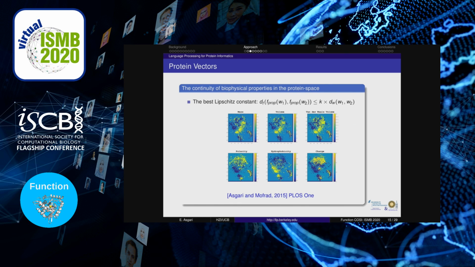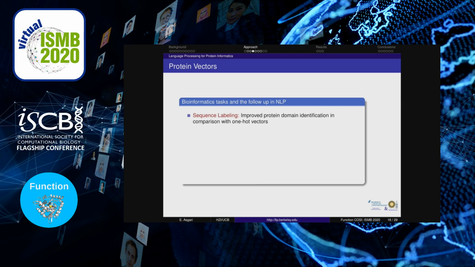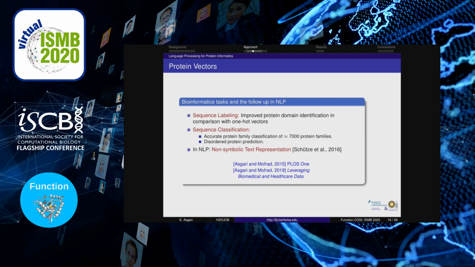We performed intrinsic evaluation of this representation by investigating the continuity of this representation for biophysical and biochemical properties, and showed that this representation can improve the domain identification task as a sequence labeling task, or it can result in accurate classification of protein families or disordered protein sequences. In addition, inspired by this work, k-mer-based representation of natural languages has also been proposed in natural language processing again. So this method got back to NLP again.